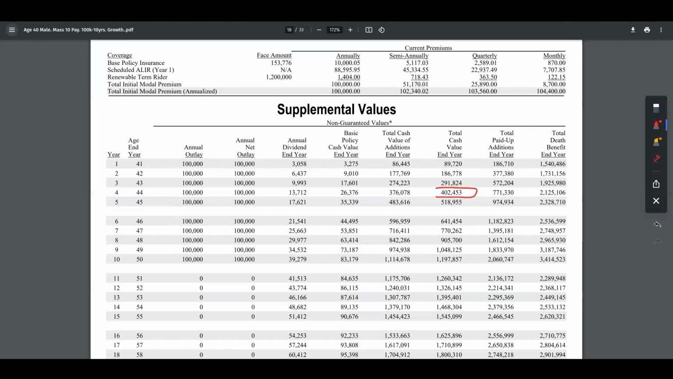Break-even point, year 4. What I mean when I say break-even point is by year 4, you've paid a total of $400,000, 100K per year for 4 years. And that's the first year you have more than $400,000 in cash value. Why we don't break even in year 3 is because you've paid in $300K and your cash value is about $292K. You have less than what you've paid in.